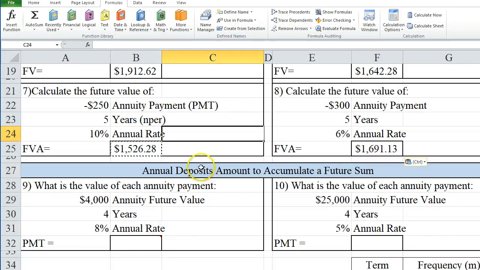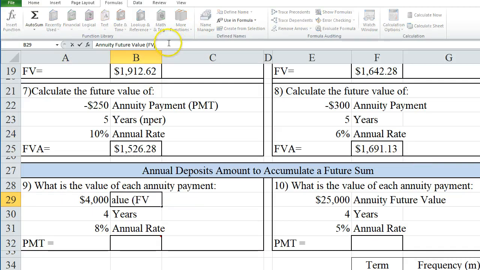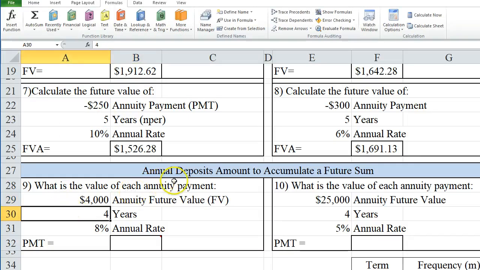Now let's move to annual deposits to accumulate to a future sum. So here we have our annual. Our future value is going to be $4,000. Okay, so they're giving us our future value already. And we want to know what deposits we would make to accumulate to this future sum. So this is basically saying payment. So we're calculating payment here.